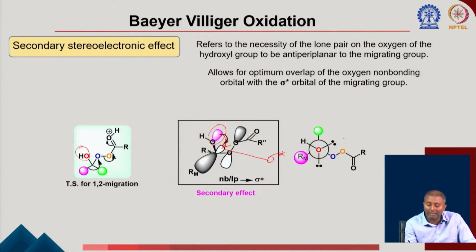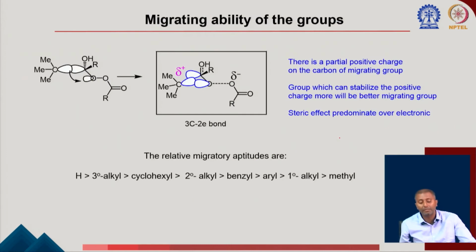Again, they have to be oriented in such a way that this is possible, so that the oxygen lone pair can give to this sigma star orbital which is oriented here. That is the sigma star orbital of this bond, and there is this lone pair which can donate. This is called the secondary effect.